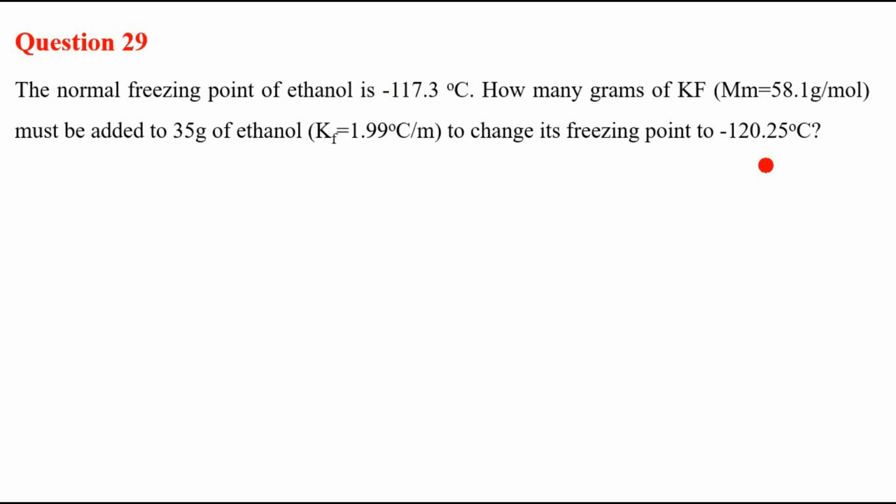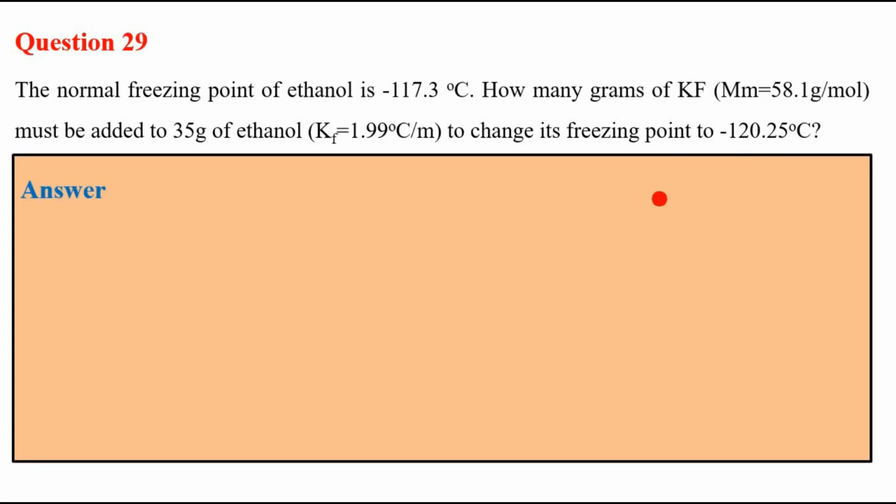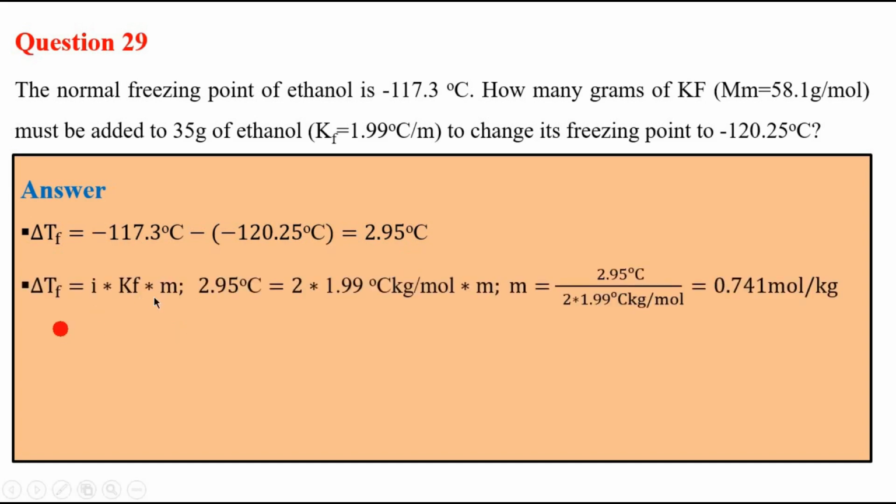Then after getting the difference, you can calculate the molarity. After getting the molarity, then we can calculate the number of mole. And after getting the number of mole, you can get the mass, because they're asking how many grams. Let's see quickly. We are going to see the change. The delta Tf will be a change of 2.95 degrees Celsius. Then after getting the temperature, you can replace the change in temperature value.